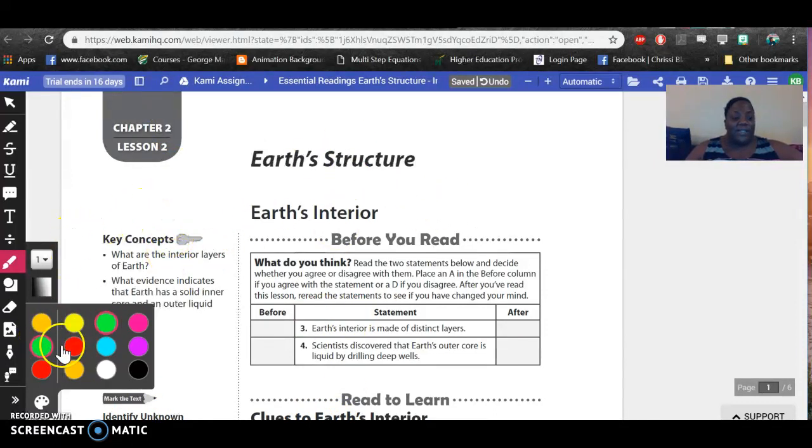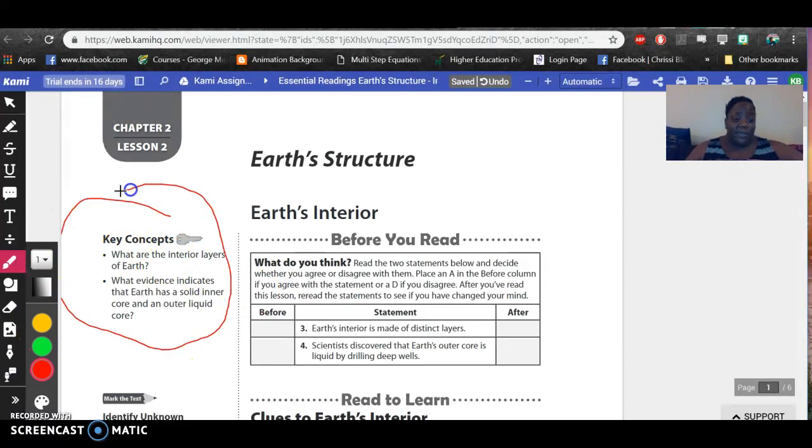We have the key concepts. You always want to make sure that you read about the key concepts that are here. What are we going to be talking about in this chapter? What are the interior layers of the Earth? And what evidence indicates that Earth has a solid inner core and an outer liquid core? Those are the things we're going to be looking for as key concepts in this read.